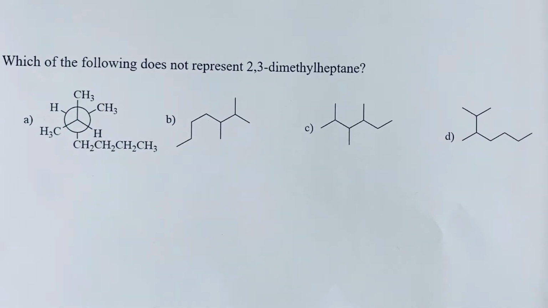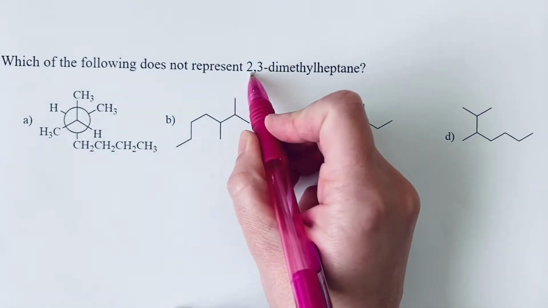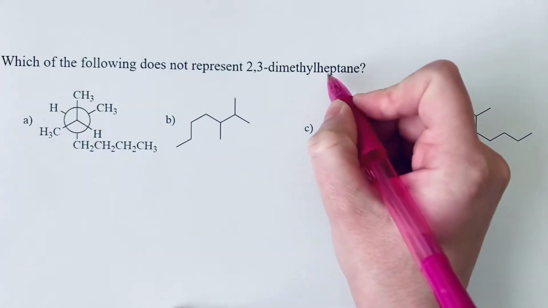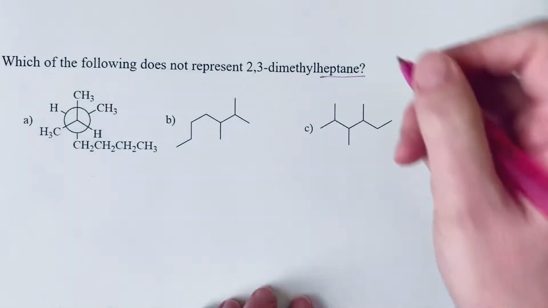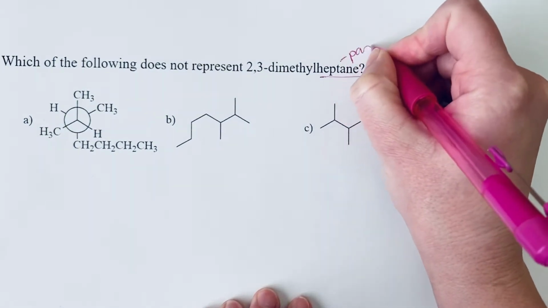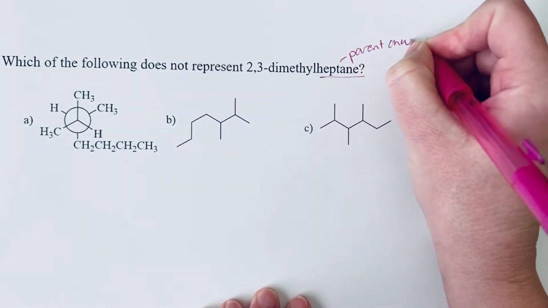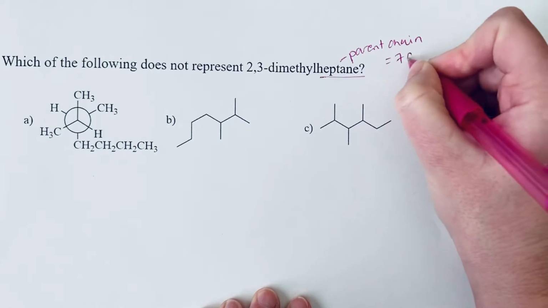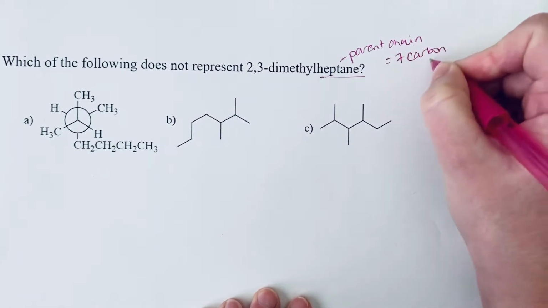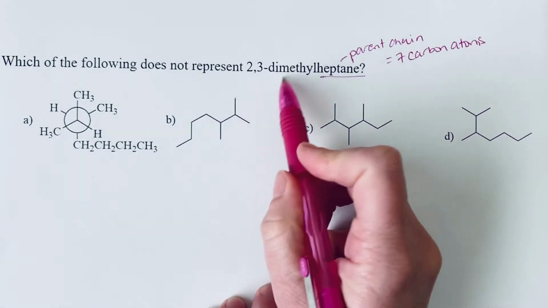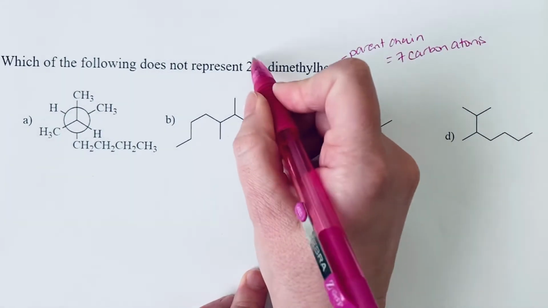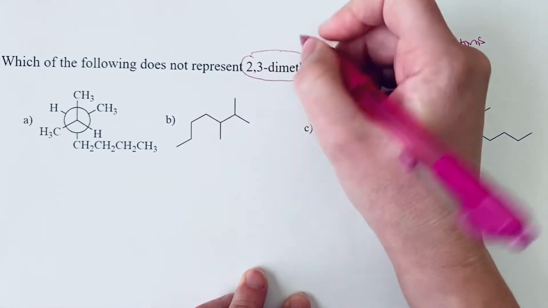Which of the following does not represent 2,3-dimethylheptane? Heptane tells us what our parent chain is. It tells us that our parent chain has 7 carbon atoms. And then the 2,3-dimethyl tells us about the substituents that we have on that parent chain.